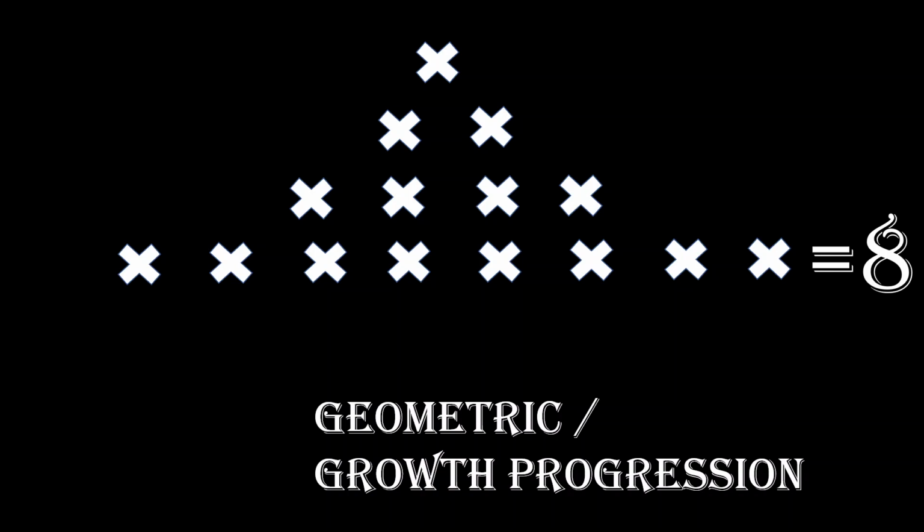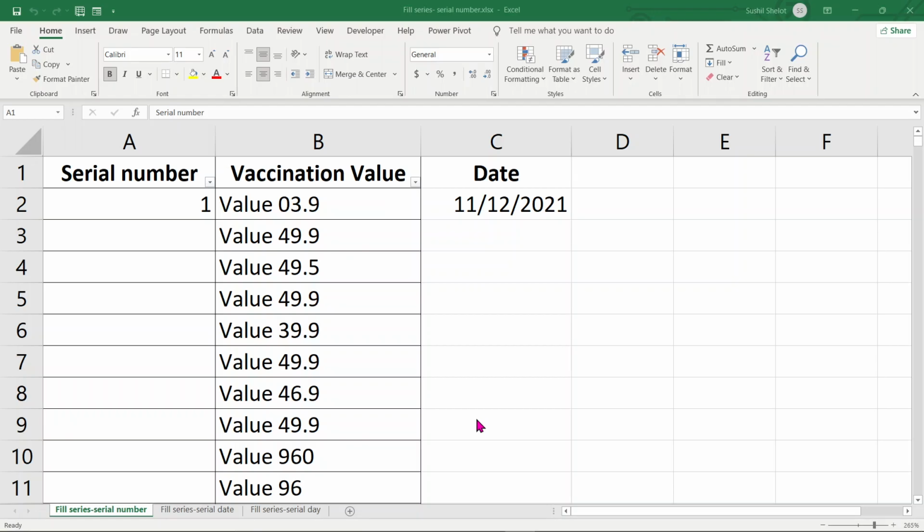But well, with this briefing of geometric and the arithmetic progression, I will take you to the journey of fill series in Excel. So let's get on to the Excel workbook. In this workbook, we have got column A wherein we are going to put in the serial numbers. In column B, there is some vaccination values being put in, and in column C, there is a date put in. So now, if we want to put in the serial number, it's quite obvious. We can just go on putting like this.